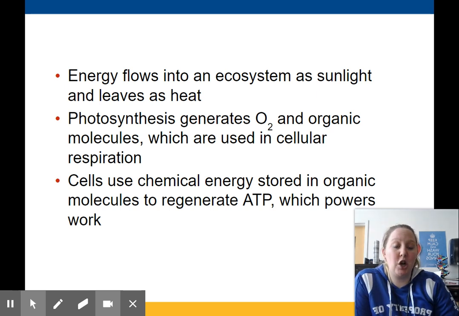Photosynthesis generates oxygen and organic molecules such as glucose that are used in cellular respiration. Cells use this chemical energy stored in the organic compounds in order to generate ATP, which powers cellular work.